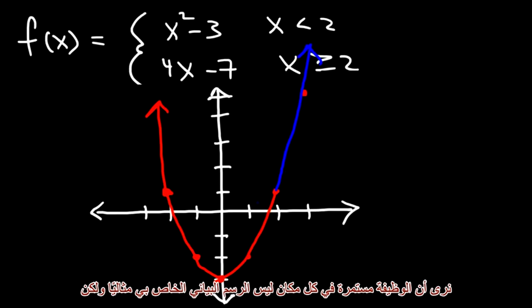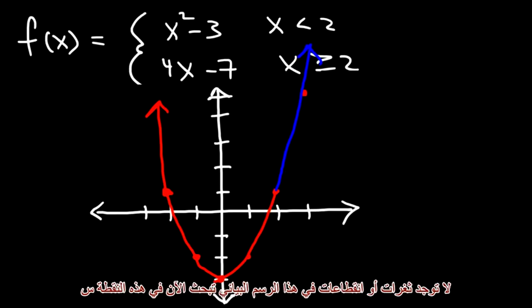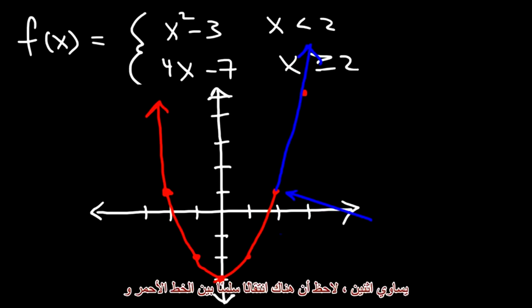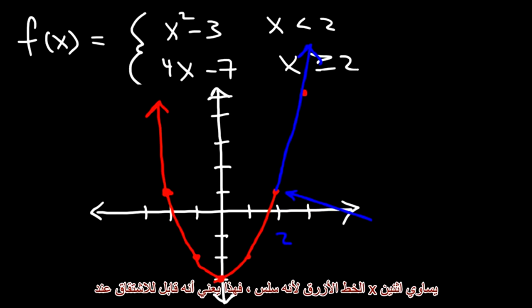Now, we can see that the function is continuous everywhere. My graph is not perfect, but there's no holes or discontinuities in this graph. Now, looking at this point, x equals 2, notice that there's a smooth transition between the red line and the blue line. Because it's smooth, that means that it's differentiable at x equals 2.